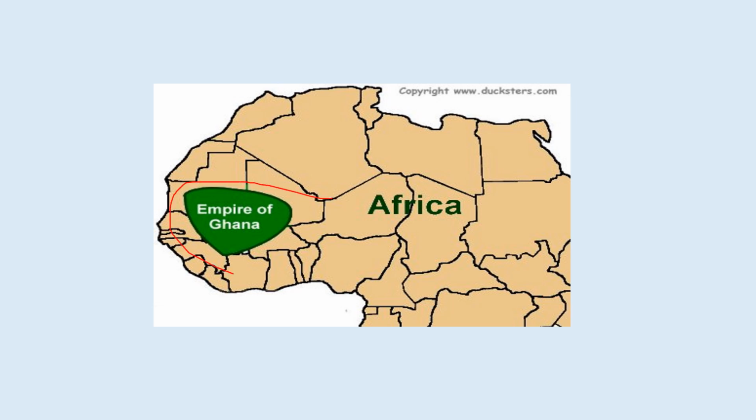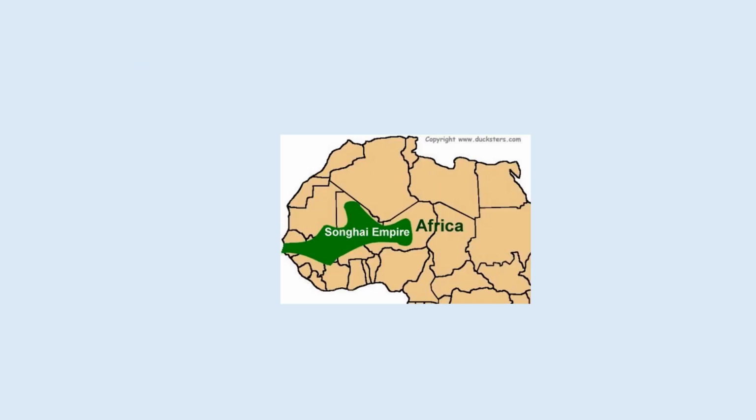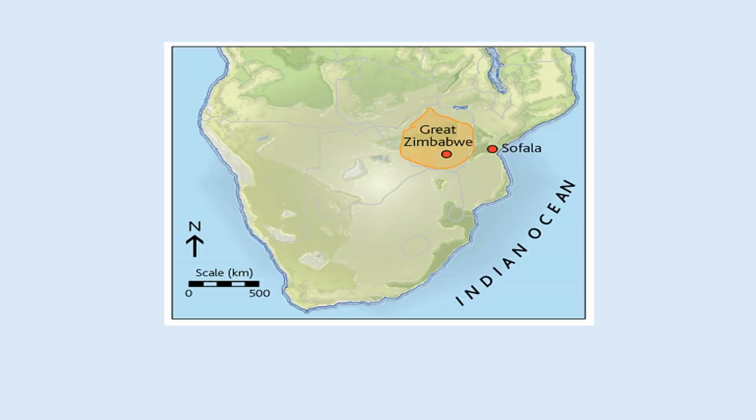This is the location of these empires. Soso Empire is also in that particular region, as well as was Mali. And again, that is the region. This particular west coast section of Africa will be a crucial area as we get into the transatlantic slave trade.